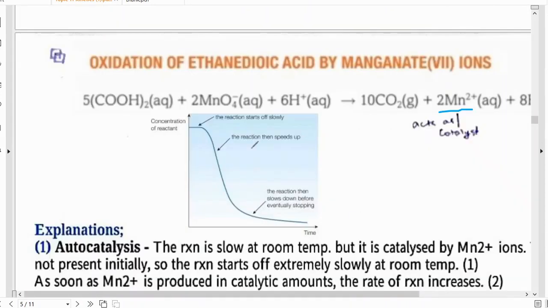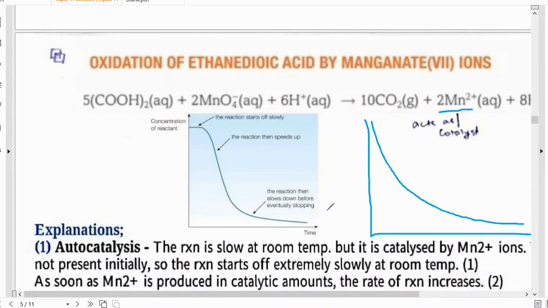This is the concentration time graph. This concentration time graph was supposed to look like this for a reactant, but it looks a bit different. Quite a bit different. This is because the reaction starts off slowly. Then as the autocatalyst is formed, the product autocatalyst is formed, the reaction speeds up and slows down as the reactants are used up. So concentration of reactants becomes the limiting factor.